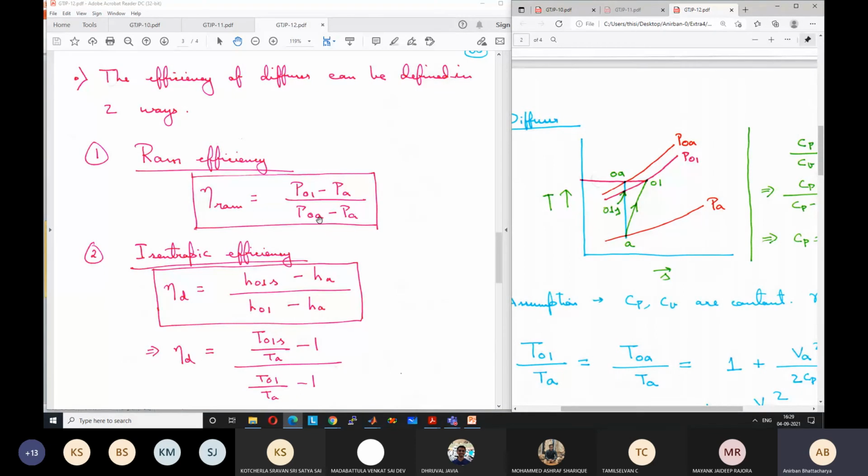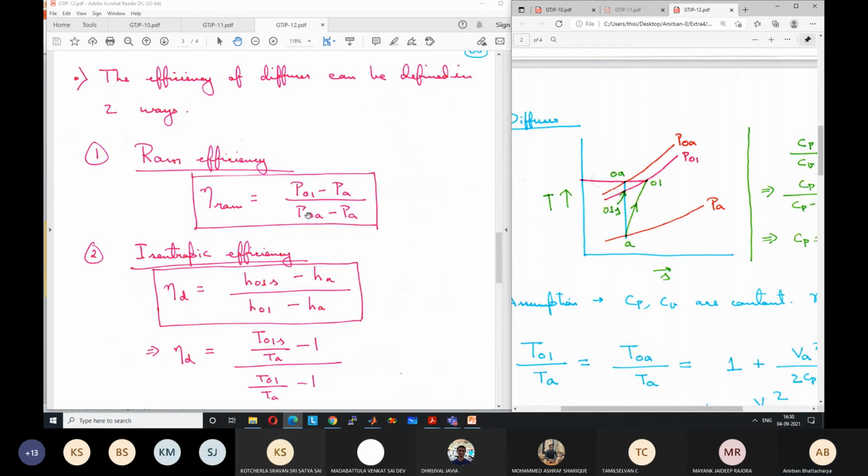If the RAM efficiency is known as 95%, how will we find P01? First, we will calculate P0A using the isentropic relation. So P0A by PA, as I have just explained, is equal to (T0A by TA) to the power gamma by gamma minus 1. Once you obtain P0A, we can calculate based on eta ram, because P0A will be known, PA will be known. The only unknown will be P01. We can calculate P01 from here.